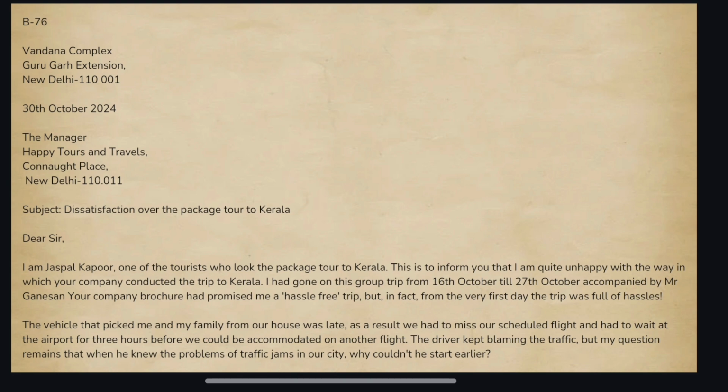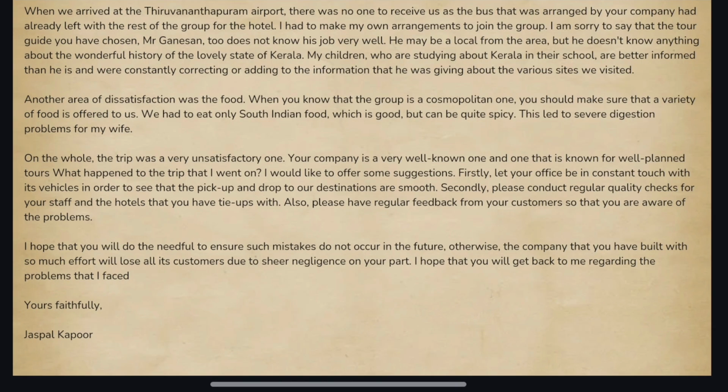The next paragraph will start. The vehicle that picked me and my family from our house was late. As a result, we had to miss our scheduled flight and had to wait at the airport for 3 hours before we could be accommodated on another flight. The driver kept blaming the traffic, but my question remains that when he knew the problems of traffic jams in a city, why couldn't he start earlier? We stated the problem here.